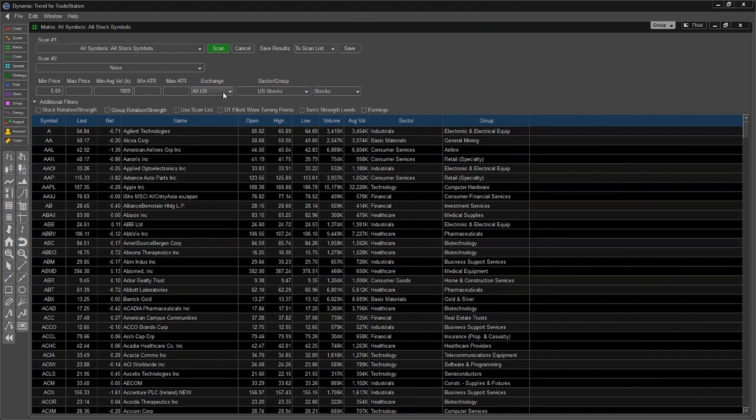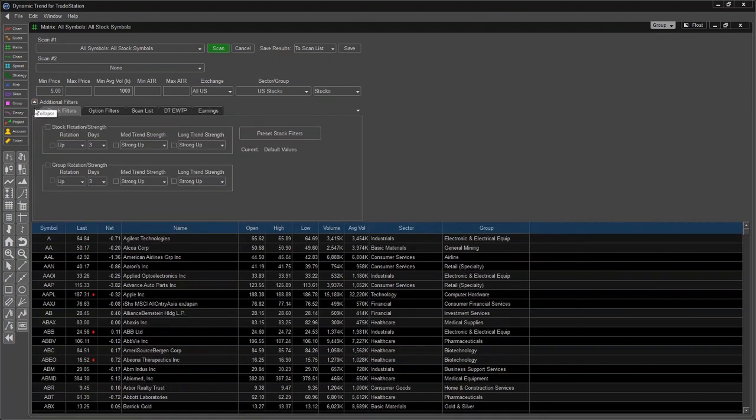You can choose a specific exchange, sector or group. You can drill it down to filter to specific sectors or groups. Stocks, ETFs, or just ETFs themselves. And then we have this little button here. This is where everyone kind of gets a little confused. This is where they forget, is under our additional filters, we have a lot more that you can actually filter out for.